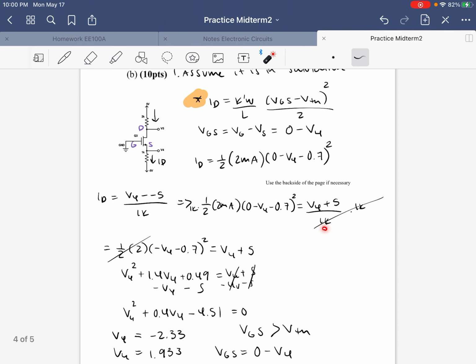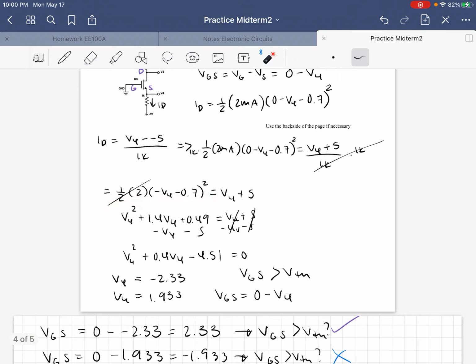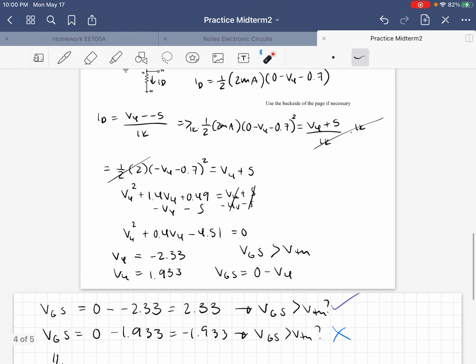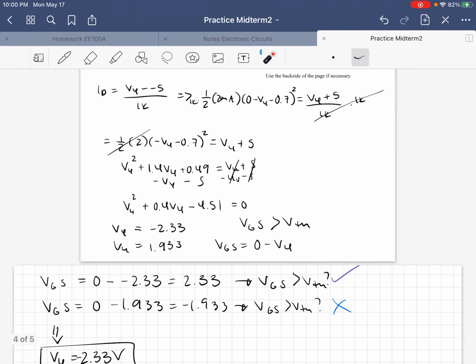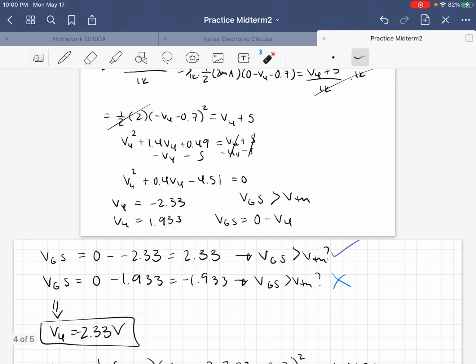And then we just solve, so multiply by 1K on both sides, we get this, then cancel this out, and we factor this out, and we're going to get this. Then subtract both sides just to make the equation equal to 0. And then once it's equal to 0, you can use the quadratic formula to find the values for V4, or what the roots of this equation are.